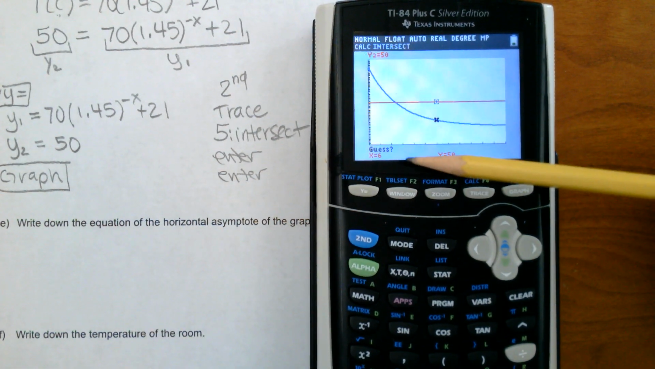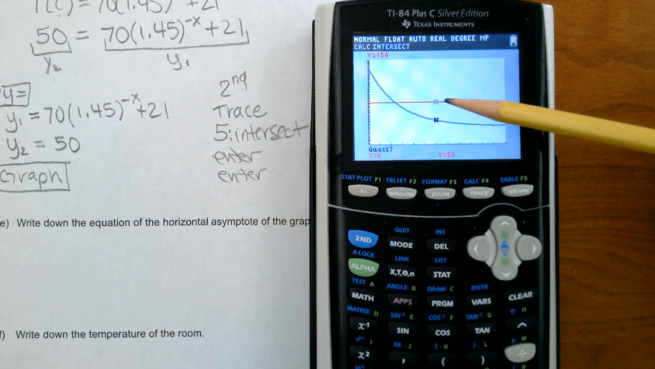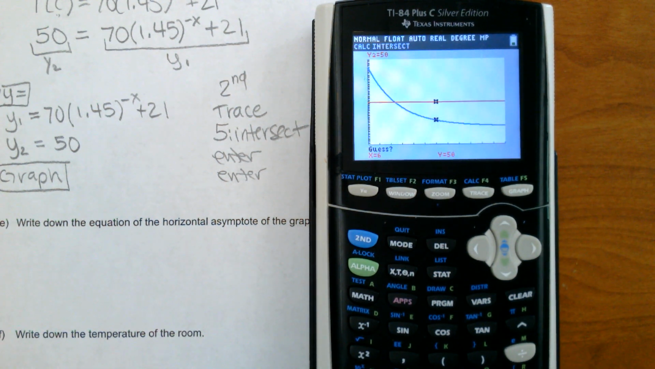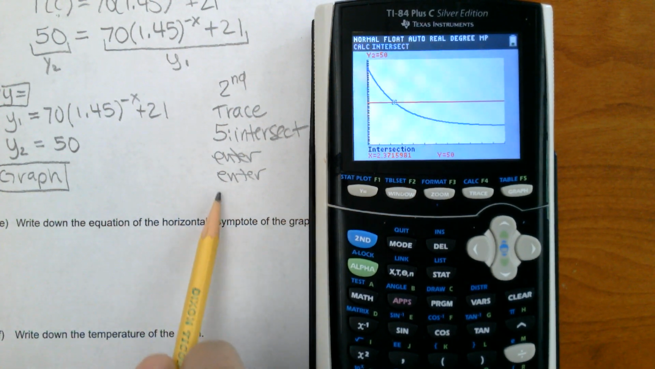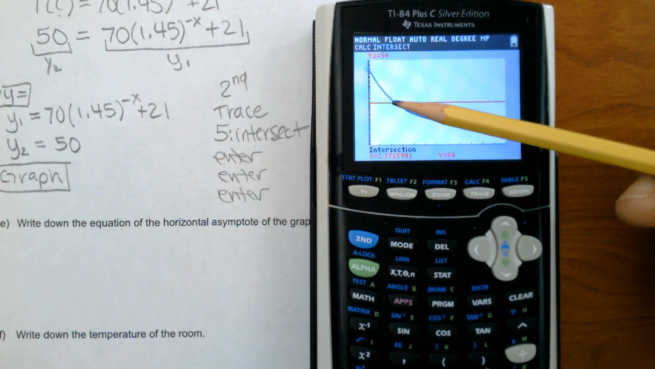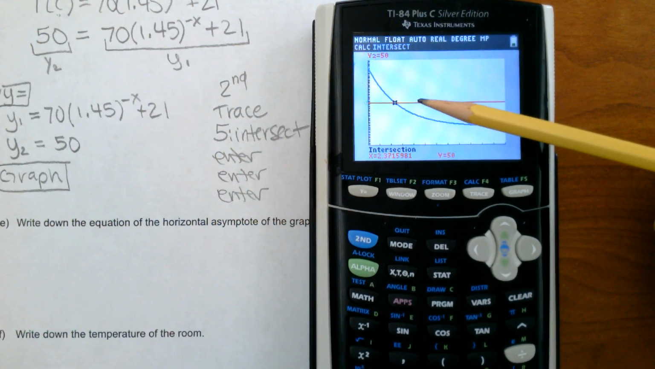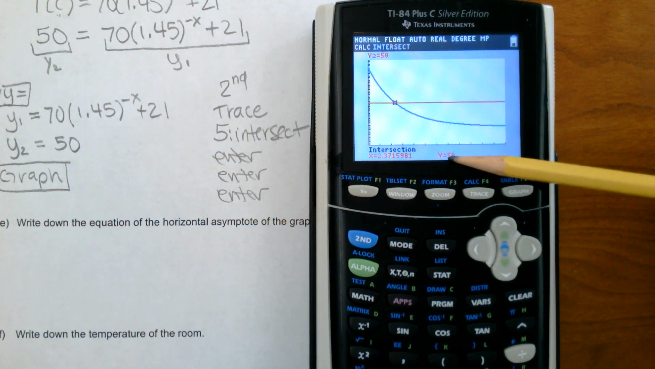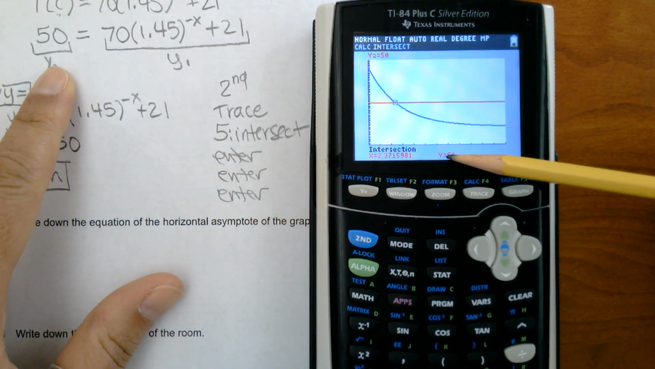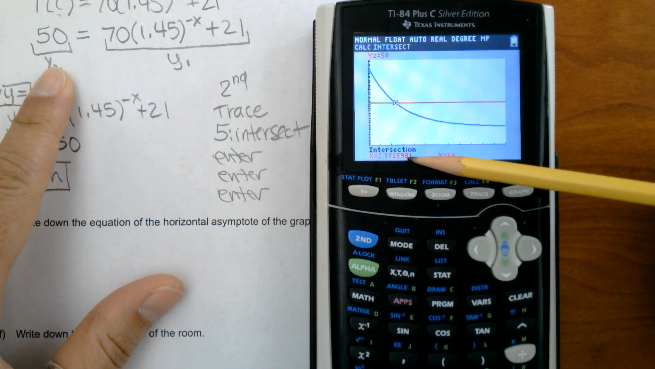It did not give you the answer yet. What it asked you is, do you want me to make a guess based on these two curves, or this curve and this line? And you're going to press enter. And you're going to wait a second, and you're going to see, here's our intersection point. And this is where these two are equal. And so you have to realize, what are we looking for? Well, our y is 50. That was what we wanted. We wanted the temperature to be 50. And we need to find out how many minutes.